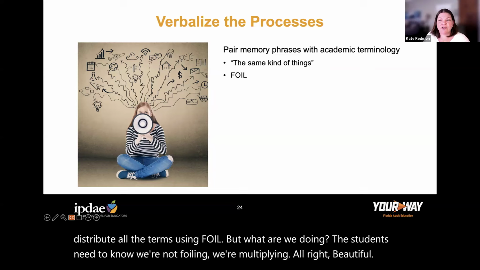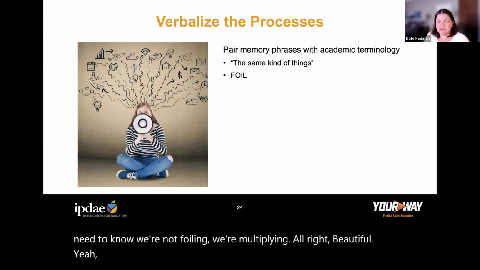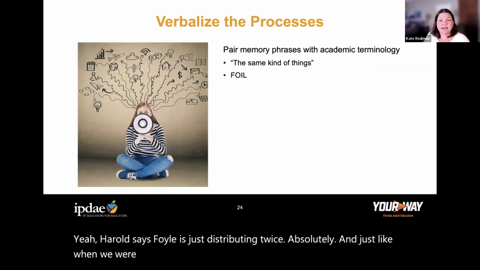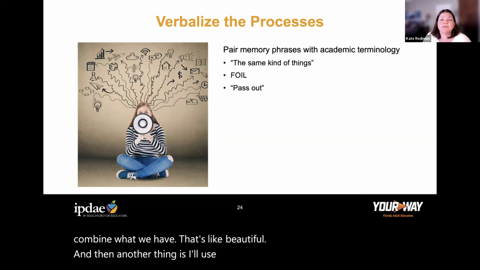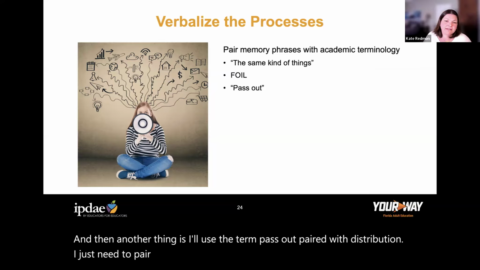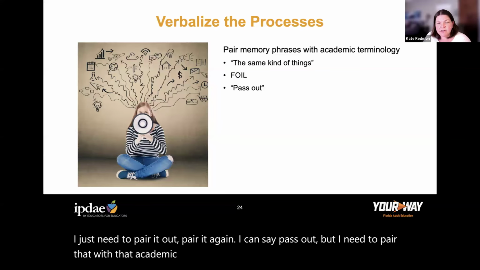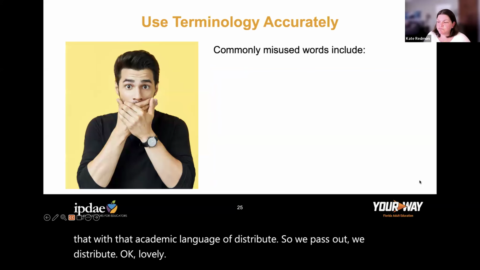Harold says FOIL is just distributing twice. Absolutely. And just like when we were multiplying with multi-digit numbers, at the end we then combine what we have that's like. Beautiful. And then another thing is I'll use the term pass out paired with distribution. I can say pass out, but I need to pair that with that academic language of distribute. So we pass out, we distribute. Okay, lovely.